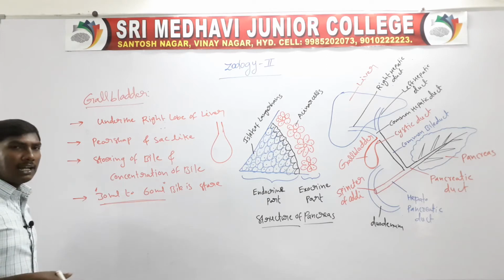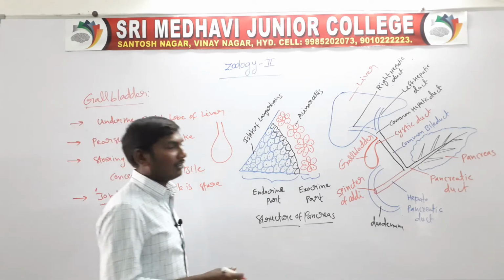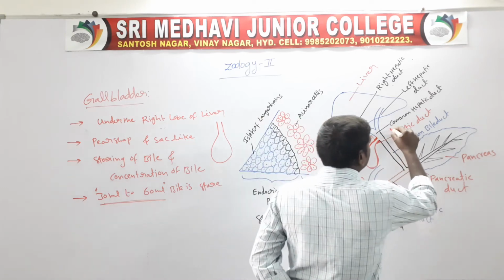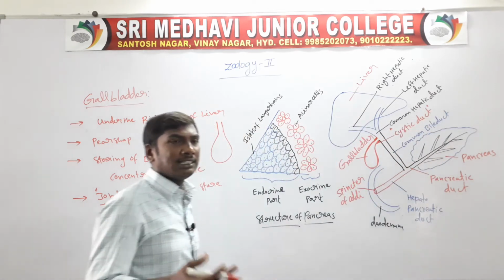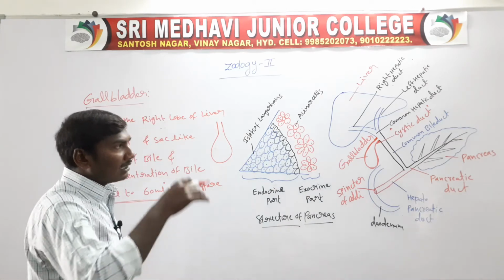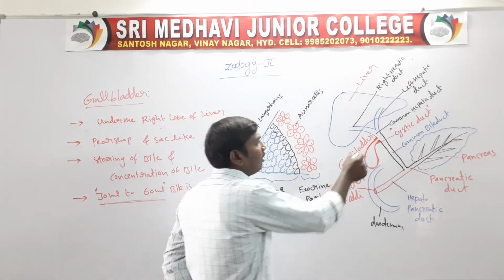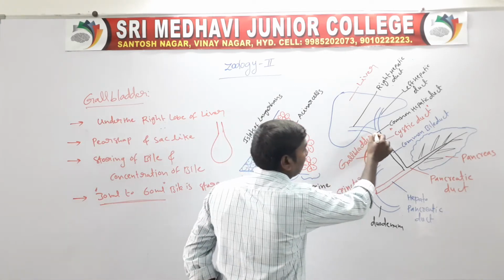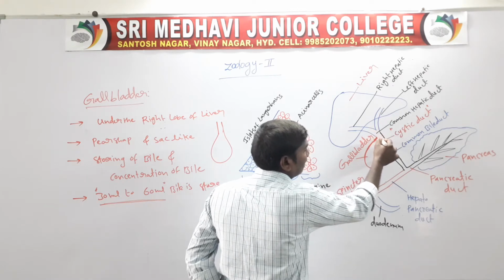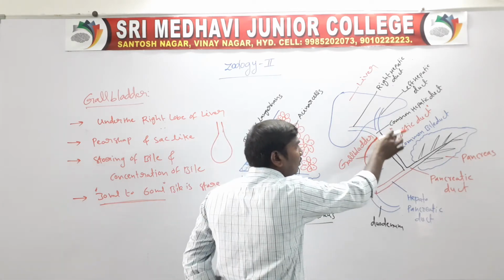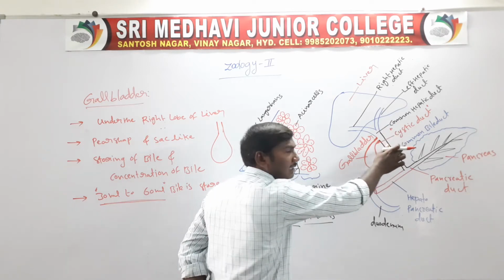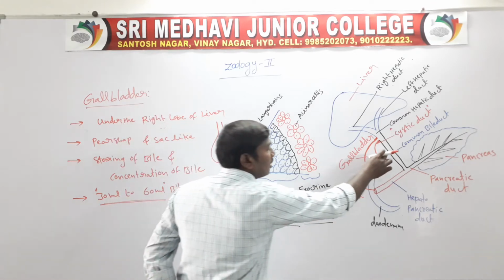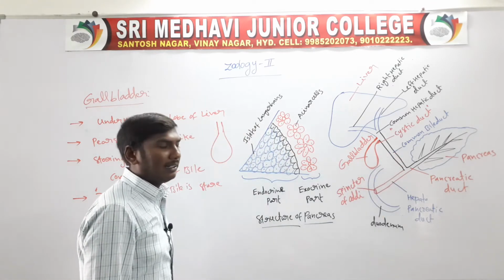Next one, the gallbladder has a duct, called the cystic duct. The cystic duct connects with the common hepatic duct. These two ducts, the common hepatic duct and the cystic duct, combine to form the common bile duct.